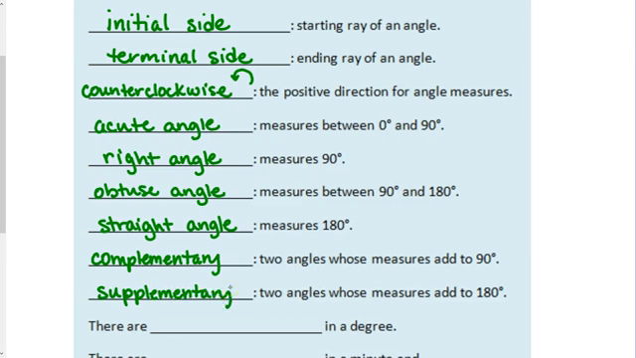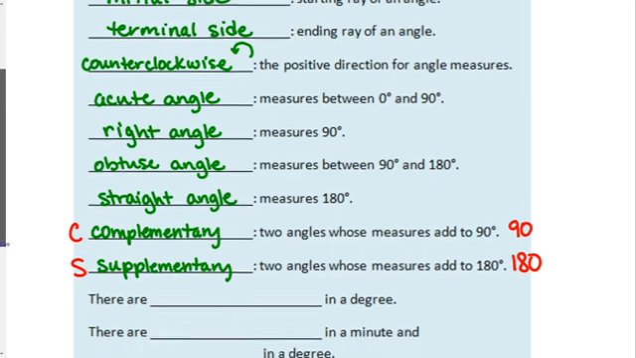Now, if you've ever had trouble remembering which is complementary 90 or is complementary 180 or which one goes with which one, I'll tell you my secret to remembering. So for me, I remember that C comes before S in the alphabet. So alphabetically, C is before S. And 90 comes before 180 numerically. So C before S, 90 before 180, C goes with 90, S goes with 180.